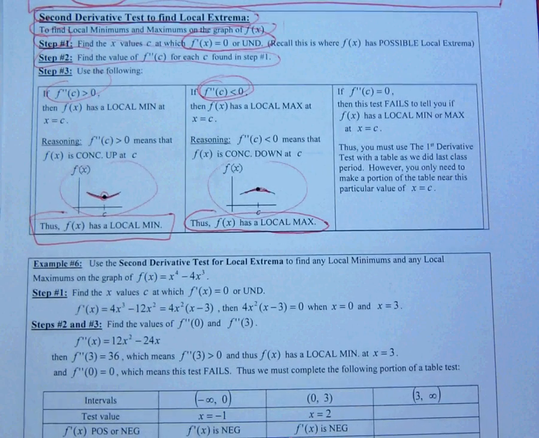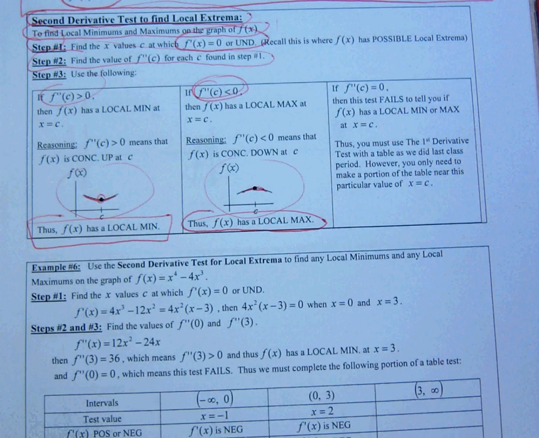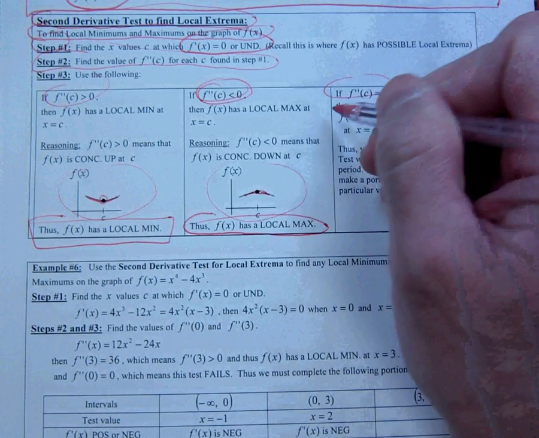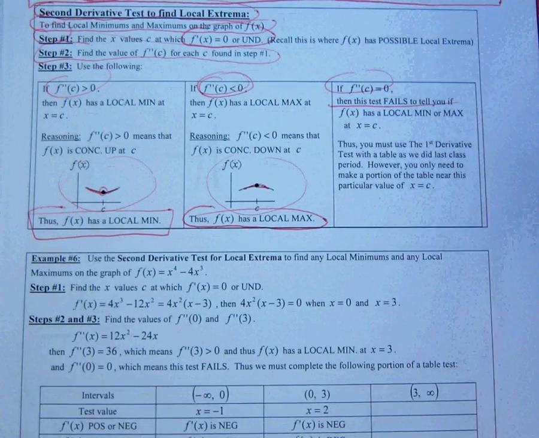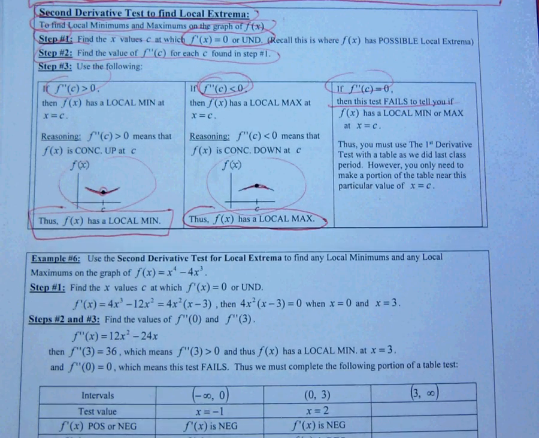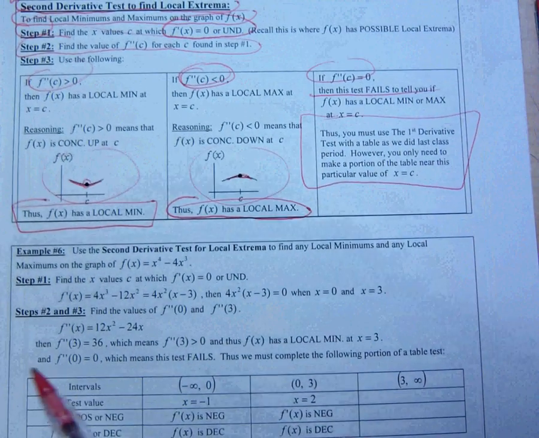Now, what if you get 0? Because that can happen. What if you get 0 when you plug the x value from step 1 into f double prime? What happens then? Well, that means the test fails. Now, it doesn't mean there's no hill or valley. It just means that the test doesn't work on that particular x value. So then you're back to the table method that you learned last time.